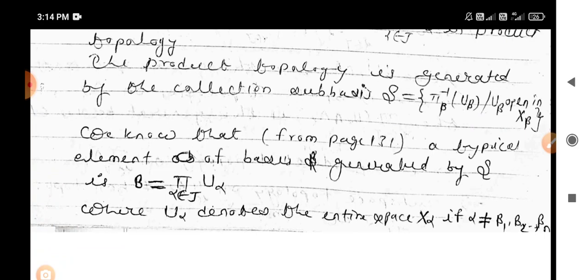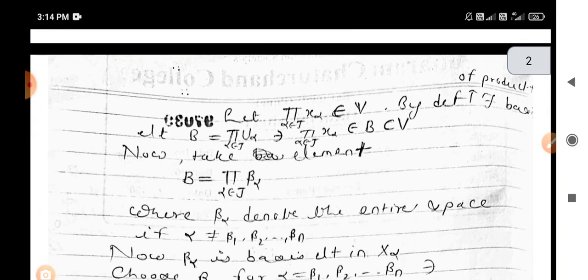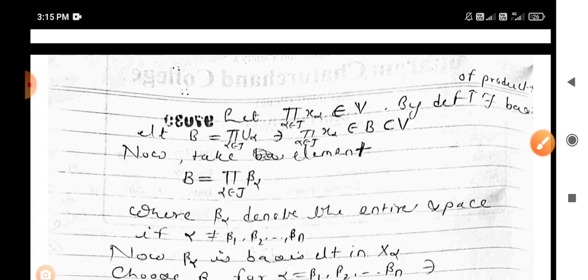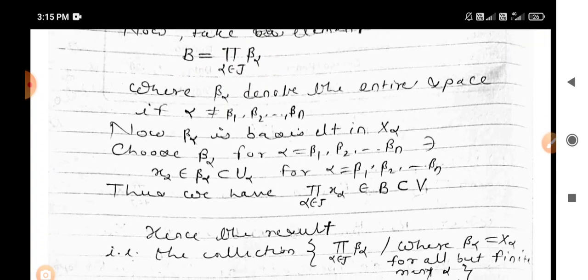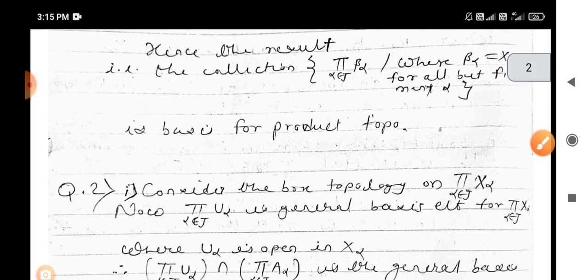This U alpha denotes the entire space X alpha if alpha is different from beta 1, beta 2, beta 3 up to beta n. Then that basis is nothing but the collection of the product of the basis elements B alpha, where B alpha denotes the entire space for alpha different from beta 1, beta 2, beta 3 up to beta n. In the same way we prove that this collection forms a basis for this product topology. Therefore this collection, the product of B alpha, where B alpha equals X alpha for all but finitely many alpha, forms a basis for the product topology.